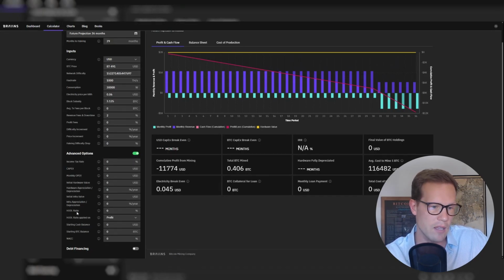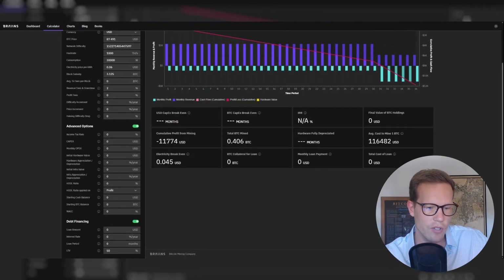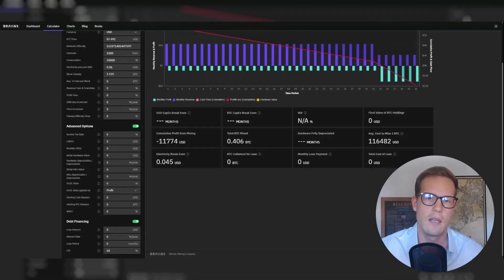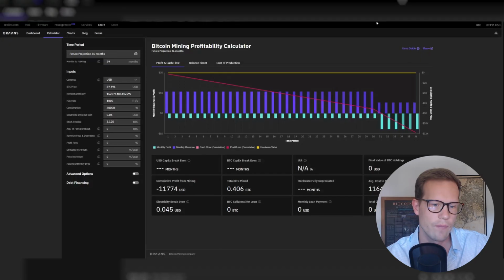What's your income tax rate, monthly OPEX, hold ratio, how much are you holding to spending, what's your starting cash balance? So many details, right? If you do debt financing, you can put in the interest rates and the loan amounts for your debt. If you are looking at your hard-earned Bitcoin and then buying miners with that loan, you can put all the metrics down here and make sure everything is accounted for, right?